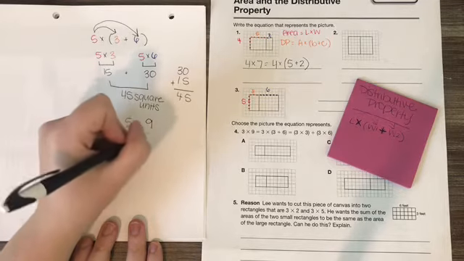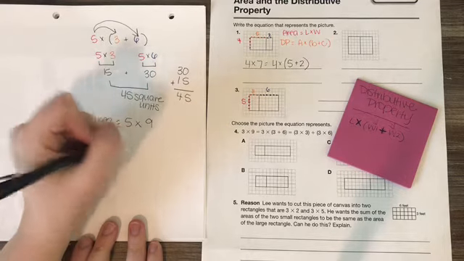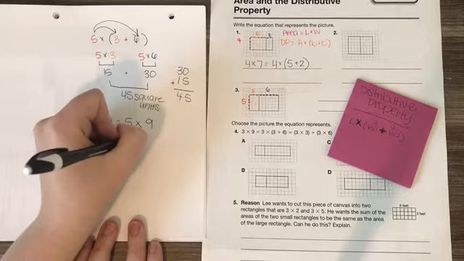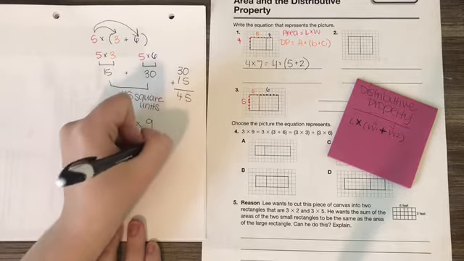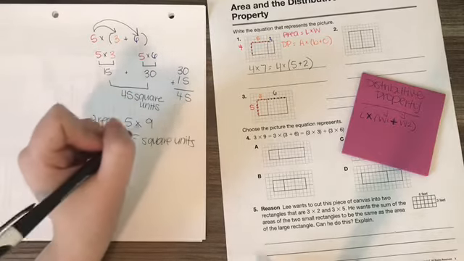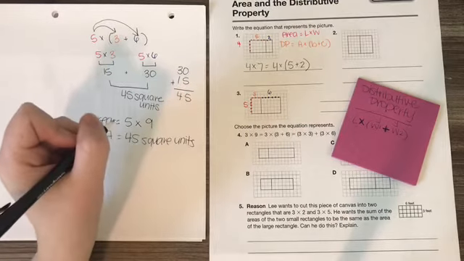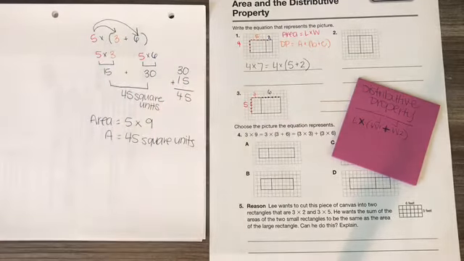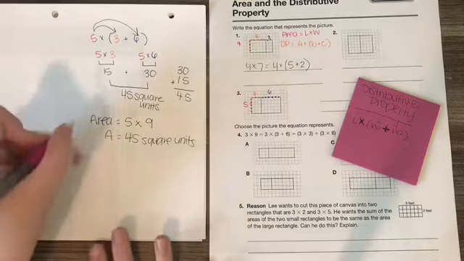And 5 times 9 is, right, 45 square units. Remember, we write our answer in square units because we are multiplying. If we were not multiplying to find area, then we would not be writing square units. Instead, we would just be writing units. All right, and then to finish up our answer, we would write it as such.